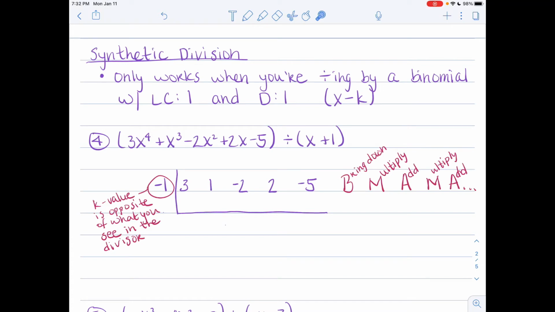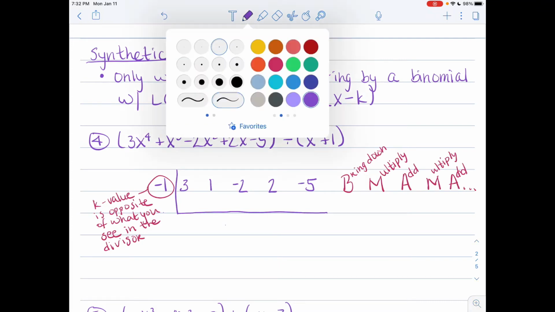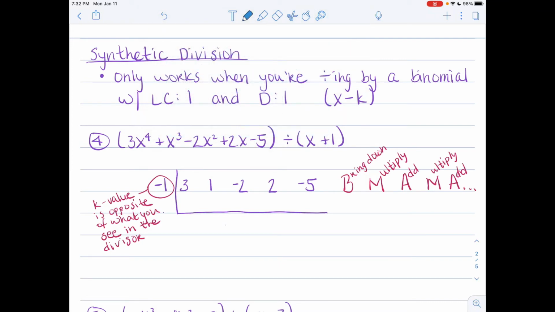So our process is bring down and then multiply, add, and we can keep going, multiplying and adding until we run out of numbers. So the first thing that we're going to do is bring down, and bring down means to bring down the very first coefficient that we wrote. So we're just going to bring that 3 straight down. We are building our quotient down under the line this time. Our second step is to multiply. We're going to take the 3 that we just wrote and multiply it by our -1 k value. And that's going to give me a -3.